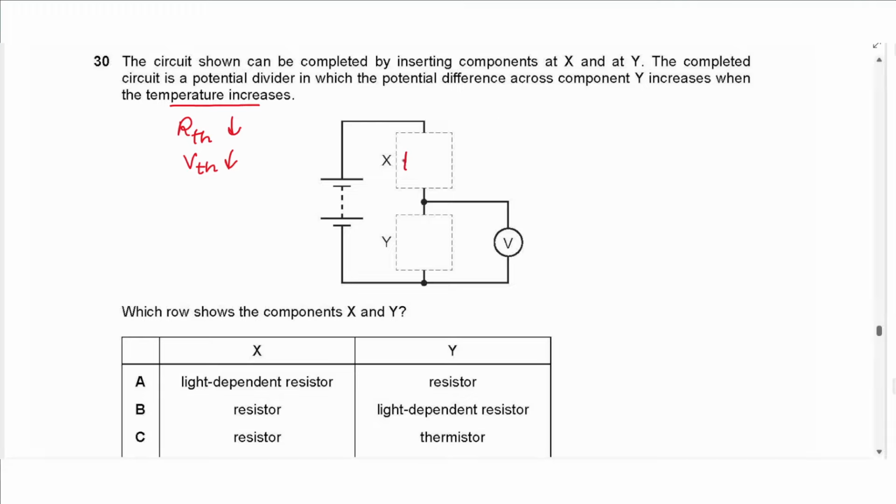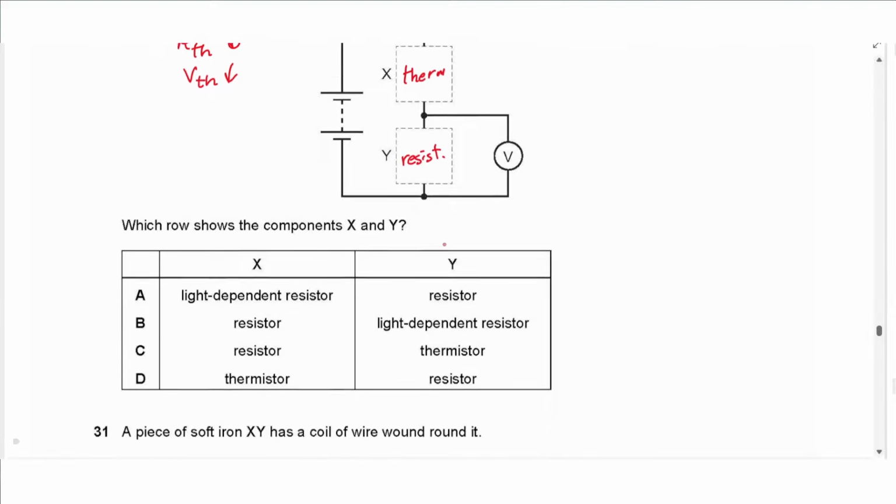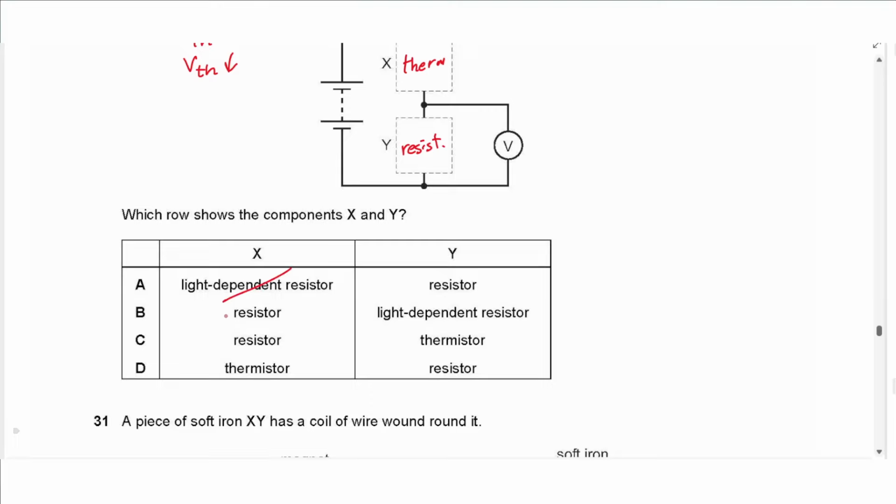So the thermistor would be at X and there will be a resistor at Y. So light dependent resistor is rejected at X, resistor is rejected at X. We need a thermistor at X and a resistor at Y. So the answer is D.